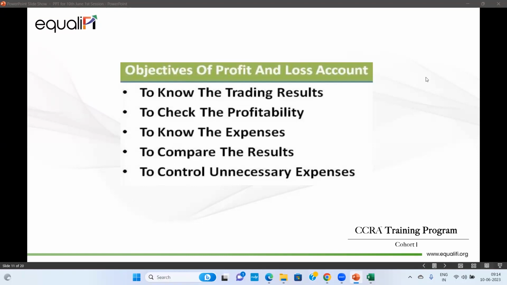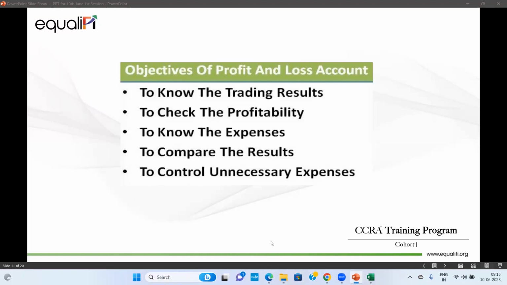To know the expenses. Now, why do I need to know the expenses? Can somebody write in the chat box? Why do I need to know the expenses? Net profit calculation, one thing. Second thing, that is known to us. Fair enough. What else? Ratios. Okay. Right, Bharat. To have a control over cost.